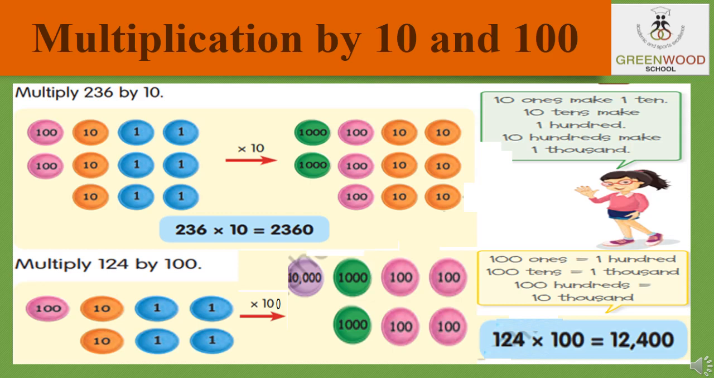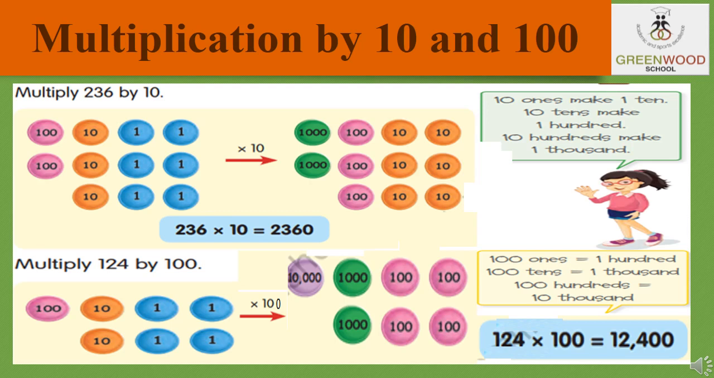First example, multiply 236 by 10. First split the number 236. 2 hundreds and 3 tens, so 100 100 and 10 10 10 and 6 ones, so 1 1 1 1 1 1. Now each and every number gets multiplied by 10. So if 100 is multiplied by 10, it becomes 1000. If 10 is multiplied by 10, it becomes 100. And if 1 is multiplied by 10, 1 tens is 10.